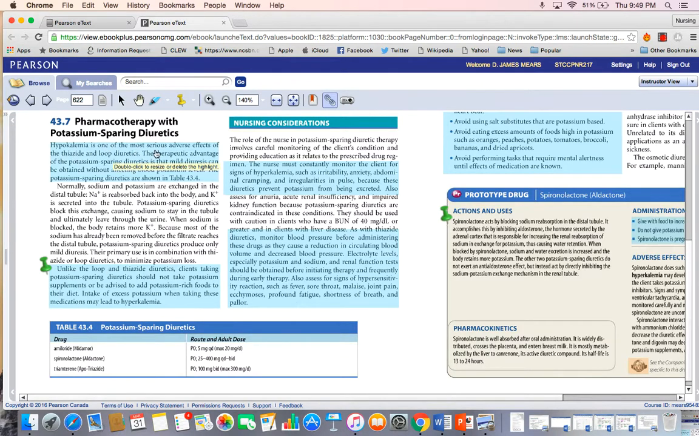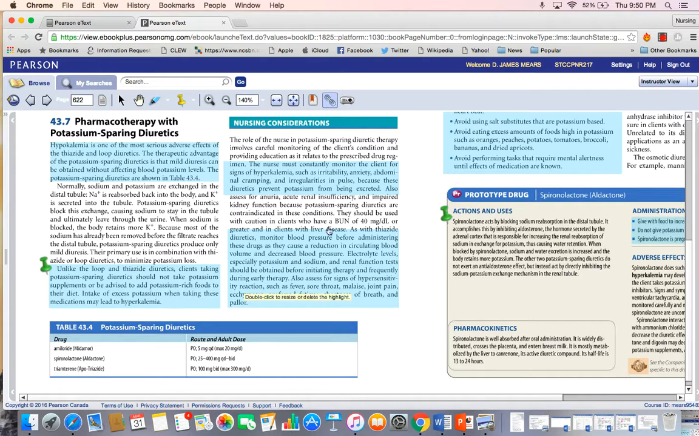Hypokalemia is one of the most severe side effects of thiazide and loop diuretics. So if that is a significant problem for your clients, physicians may switch them over to a potassium-sparing diuretic. Keep in mind, you do not want them adding any potassium-rich foods to their diet. It is the exact opposite. Intake of excessive potassium can lead to hyperkalemia, and that would be as dangerous as hypokalemia.